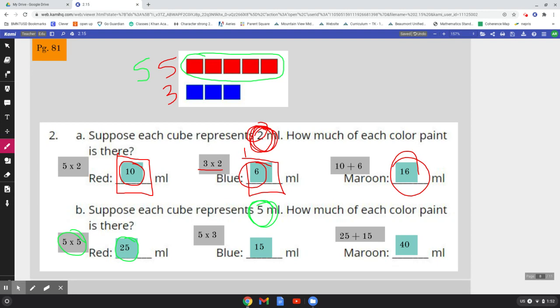Now for the blue, I have 3 blue here, but the total that they're telling me to multiply by is that 5 there. So 5 times 3 makes 15. And to get the total for the recipe or the color paint, however you want to look at it, you're going to add both of the totals. So you'll add this 25 and this 15 to get the total milliliters for the maroon.